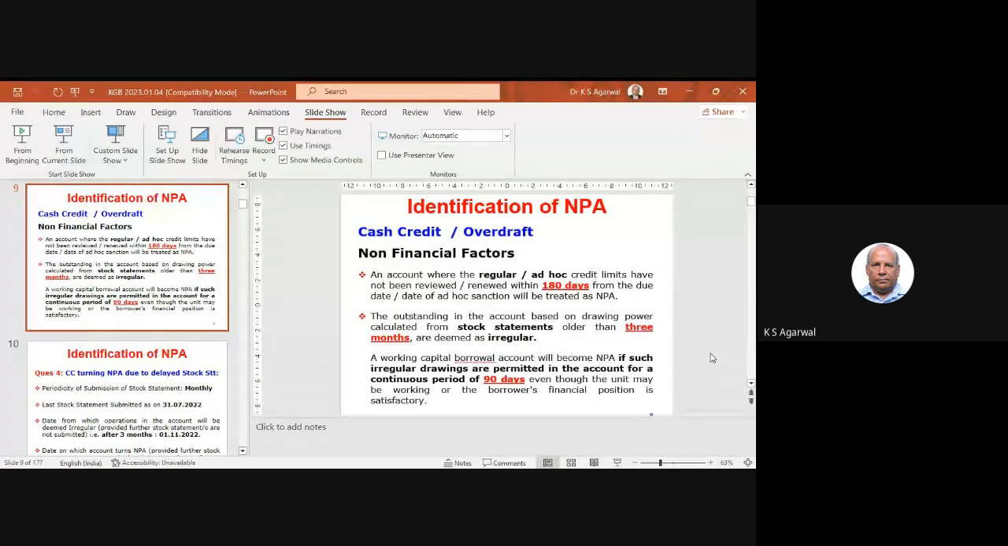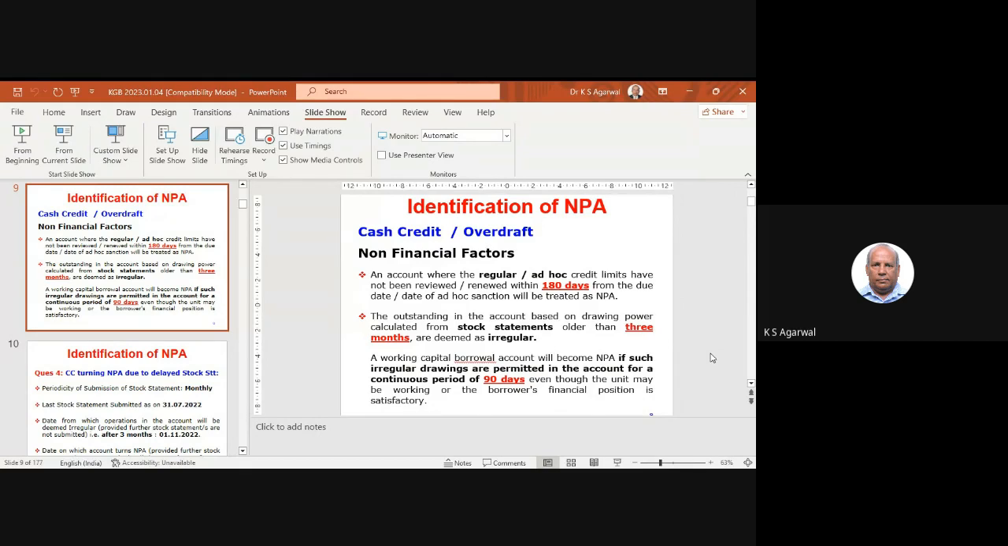In addition to this, when there are overdues, there are some non-financial reasons by which an account can become NPA. So first assume that you have sanctioned a regular CC limit today. 4th January 23, you sanctioned, you got the documents executed and you disbursed it. So normally this limit is sanctioned for a period of 12 months. So by 4th January 24, it should be renewed or reviewed.